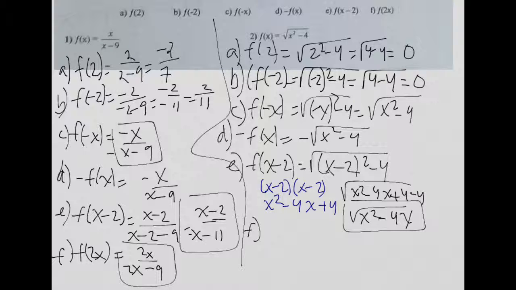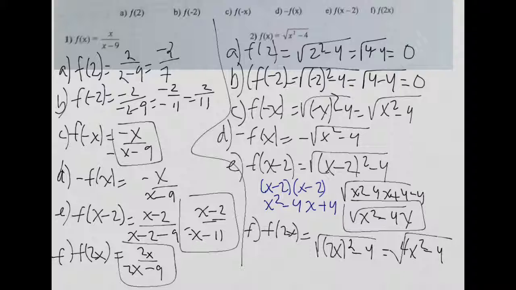So it's the square root of x squared minus 4x. F, doing f of 2x. So again, plugging in 2x for the x. This time it's squared. So 2x to the second is 4x squared minus 4. And there's your answer for F.